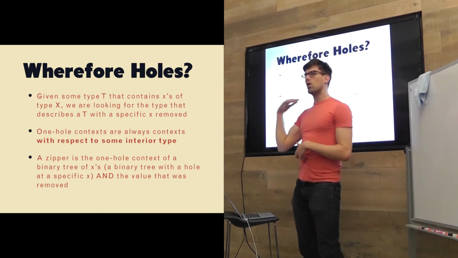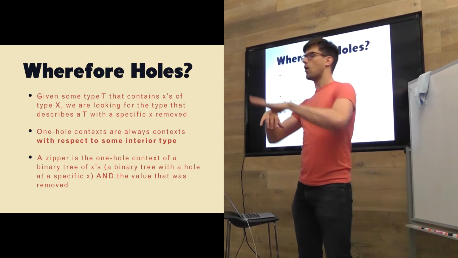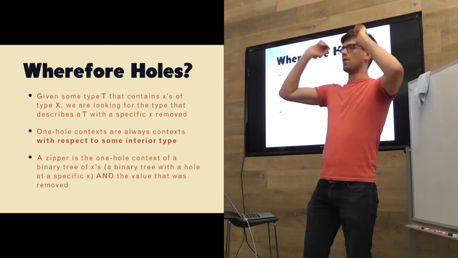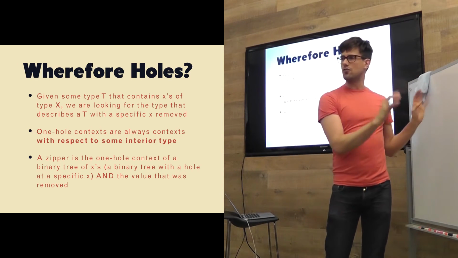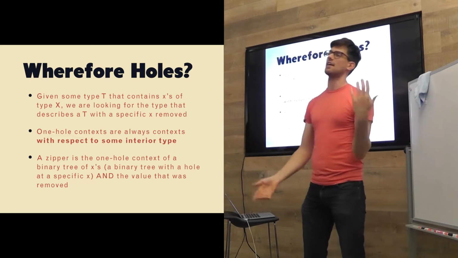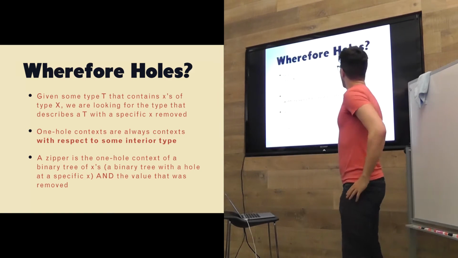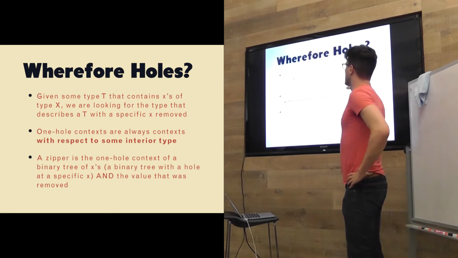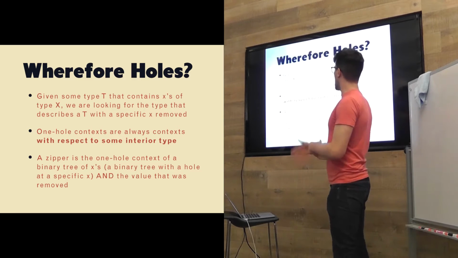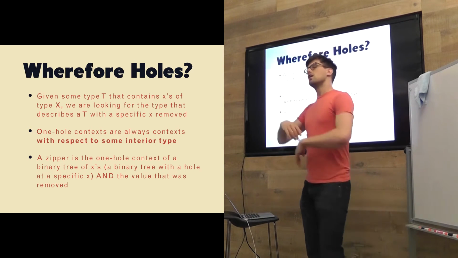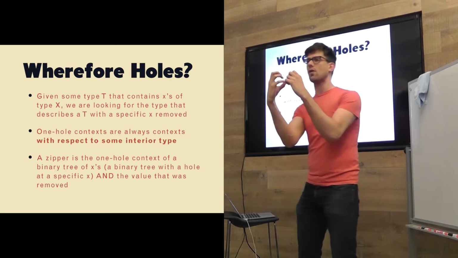Okay. So one thing you have to keep in mind is he talks about holes, not zippers. So a zipper is just like a one-hole context, rather, with that hole filled in some way. So you say, oh, I'm at this point in the tree, the value's 2, whatever. But the one-hole context is all the parts of the zipper that aren't actually the value that you're currently on. Okay? So what is a hole? Well, given some type T that contains x's of type X, we're looking for a type that describes a T with one x removed. Or you can think of it as a T with a focus in place of one of the x's. It's a way to kind of drill down and focus on one x.